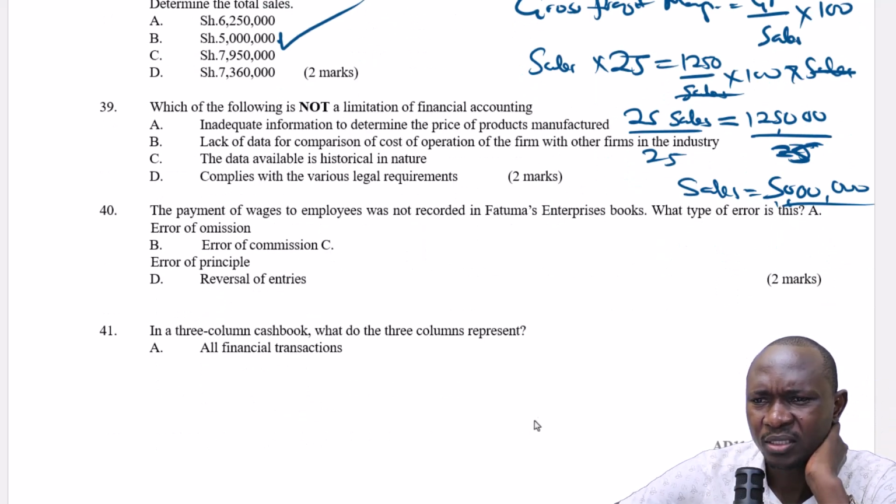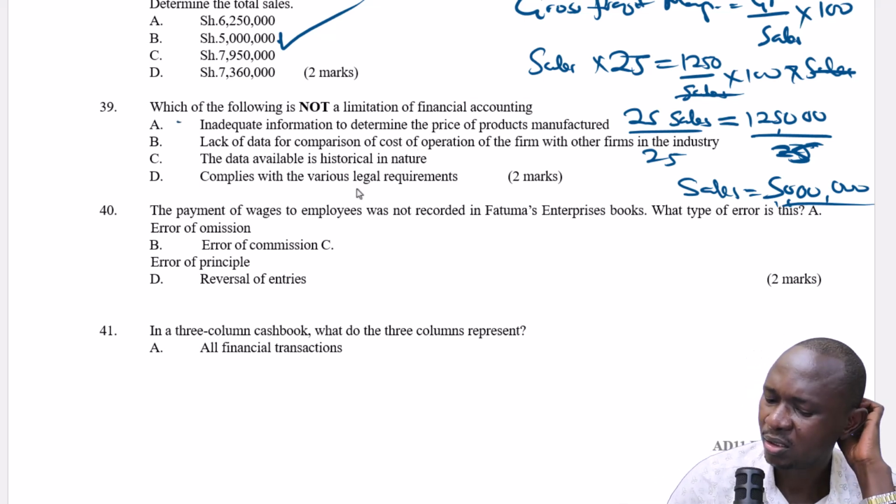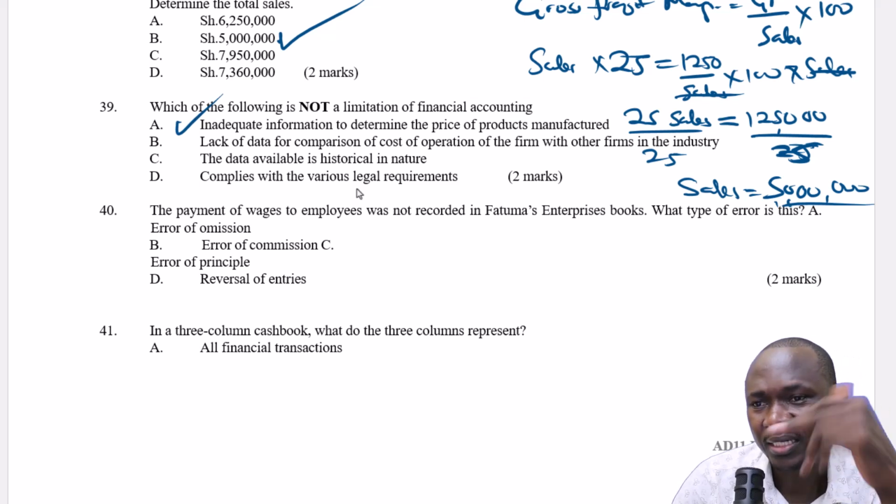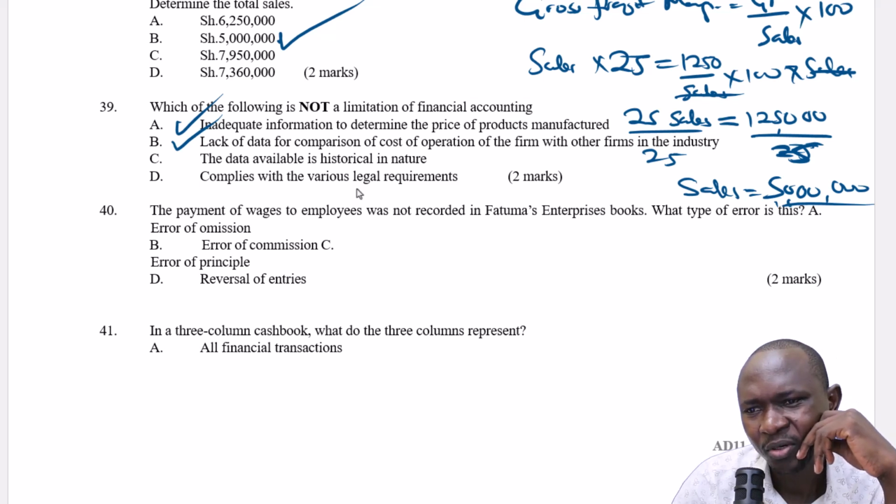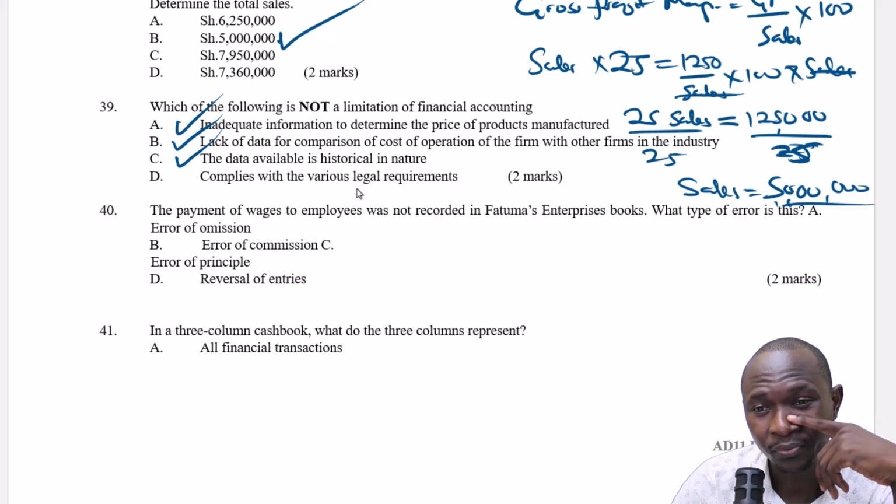Which of the following is not a limitation of financial accounting? Inadequate information to determine the price of products manufactured. Yeah, that is definitely correct. That is a limitation of financial accounting. Lack of data for comparison of cost of operation of the firm with other firms in the industry. Pretty good. The data available is historic in nature. Yes, all those are limitations of financial accounting.